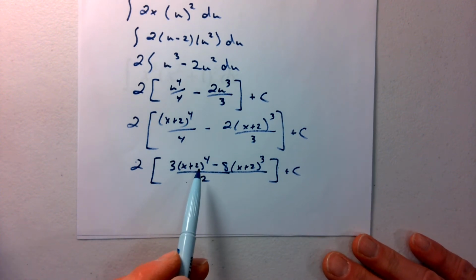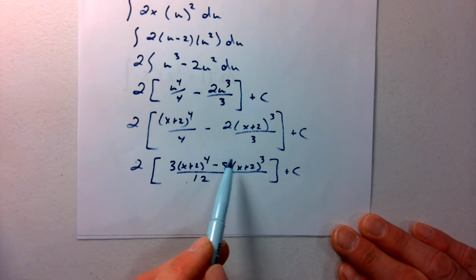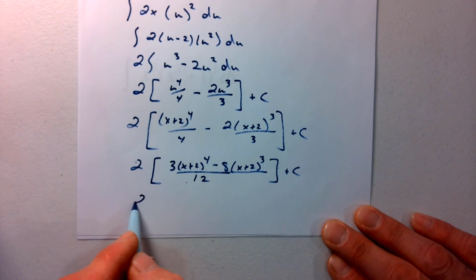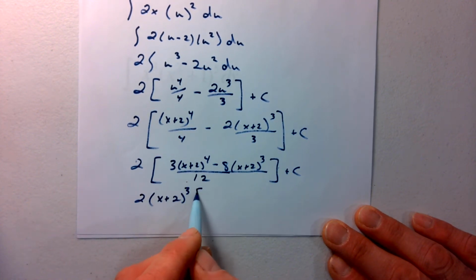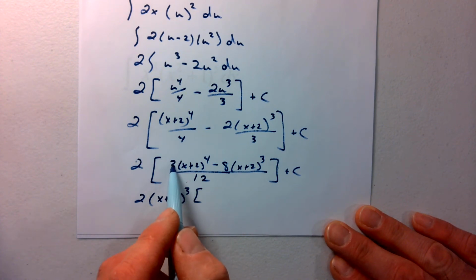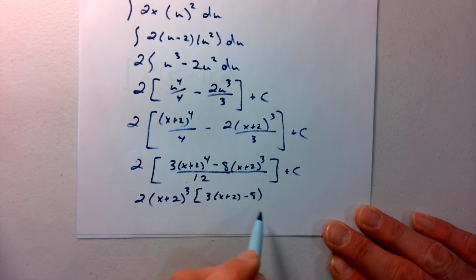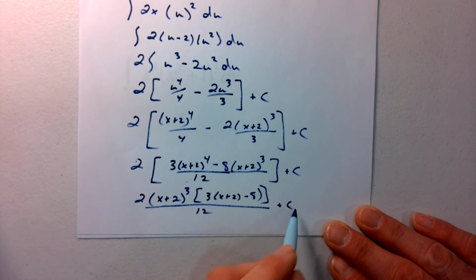Continuing, again, if we want to get to an answer that's posted, we could factor the numerator. We could take out x plus 2 to the third. So I'd have a 2 times x plus 2 to the third, times, well, times what? We can have a 3 times an x plus 2 minus an 8, don't we? And that's over 12, again, plus c.